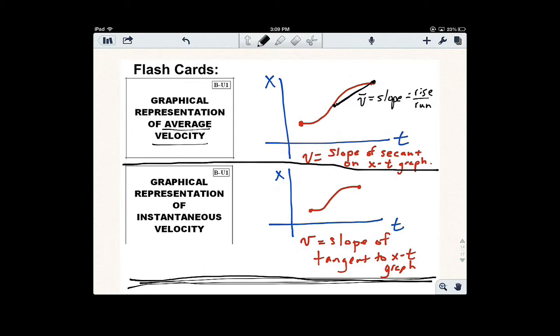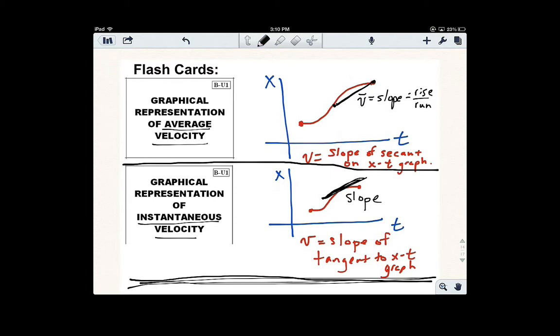Now, if we're looking at the instantaneous velocity, the velocity at a certain instant or point in time, then we want to figure out the velocity at one particular location. In other words, to find the speed or velocity at that particular point, we're looking at the tangent of that particular curve. The slope of that tangent line is what we'll observe as being the velocity at that one instant.